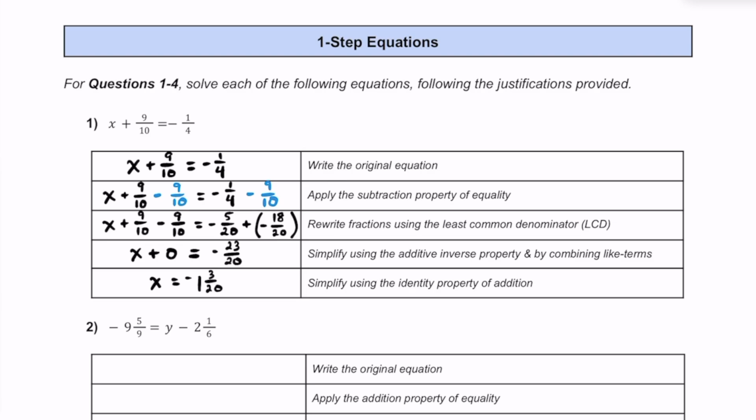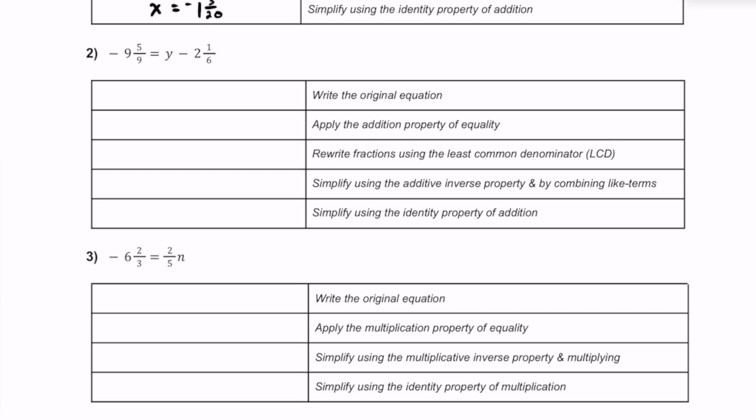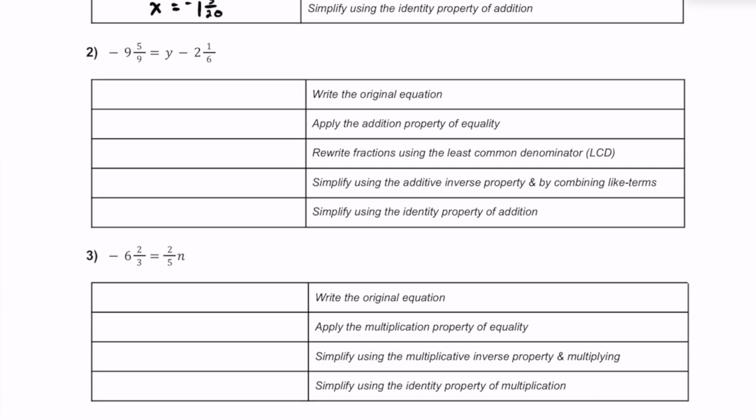Okay. Let's check out number 2. For number 2, we have this equation: negative 9 and 5/9 is equal to y minus this 2 and 1/6. So first we're just going to copy down the original equation. So negative 9 and 5/9 is equal to y minus this 2 and 1/6.